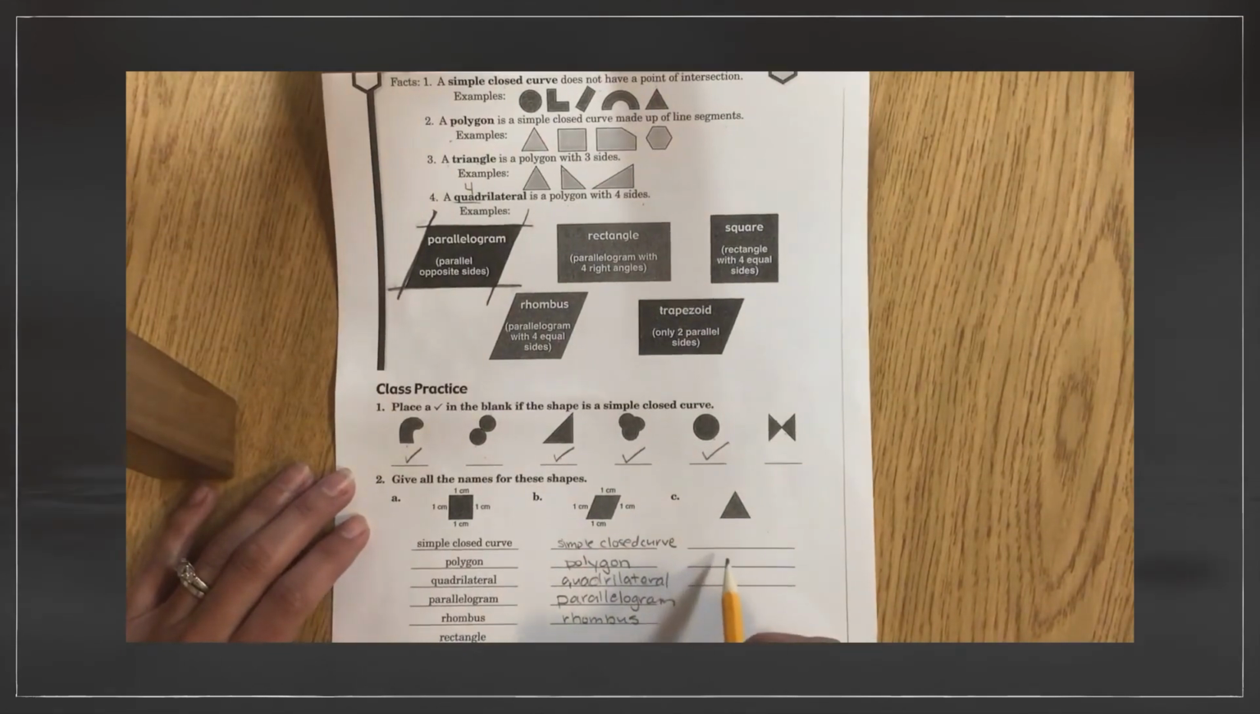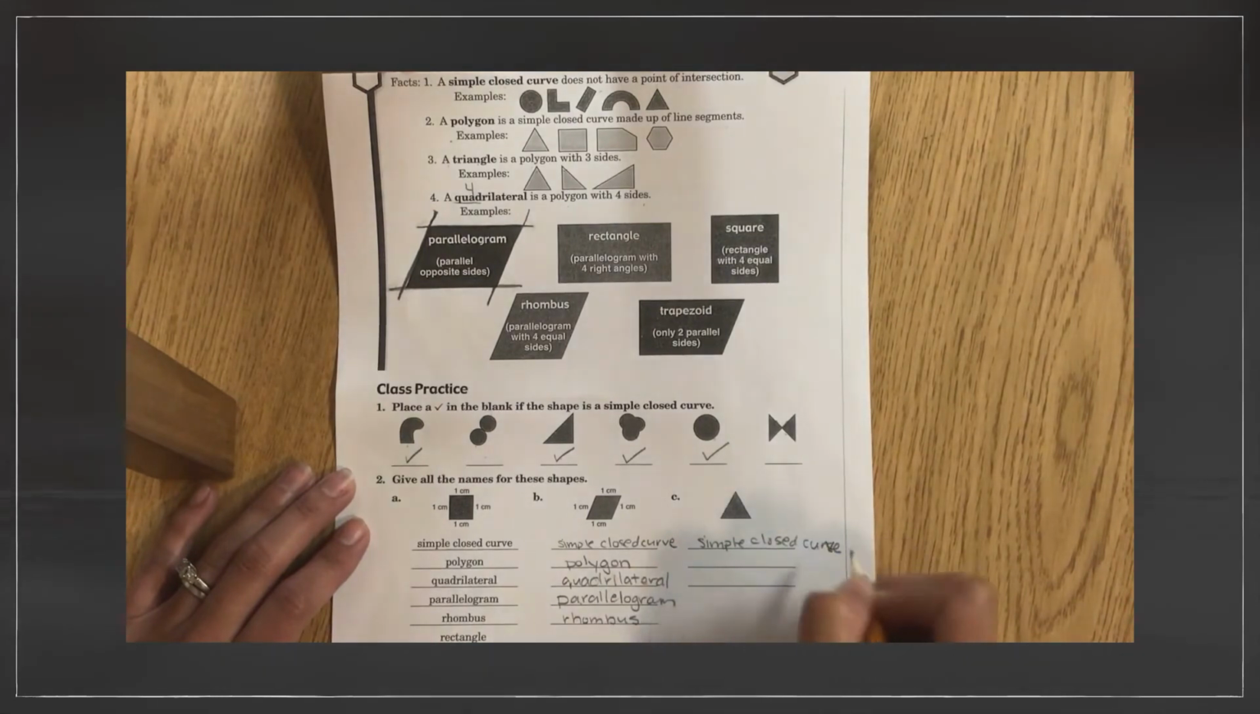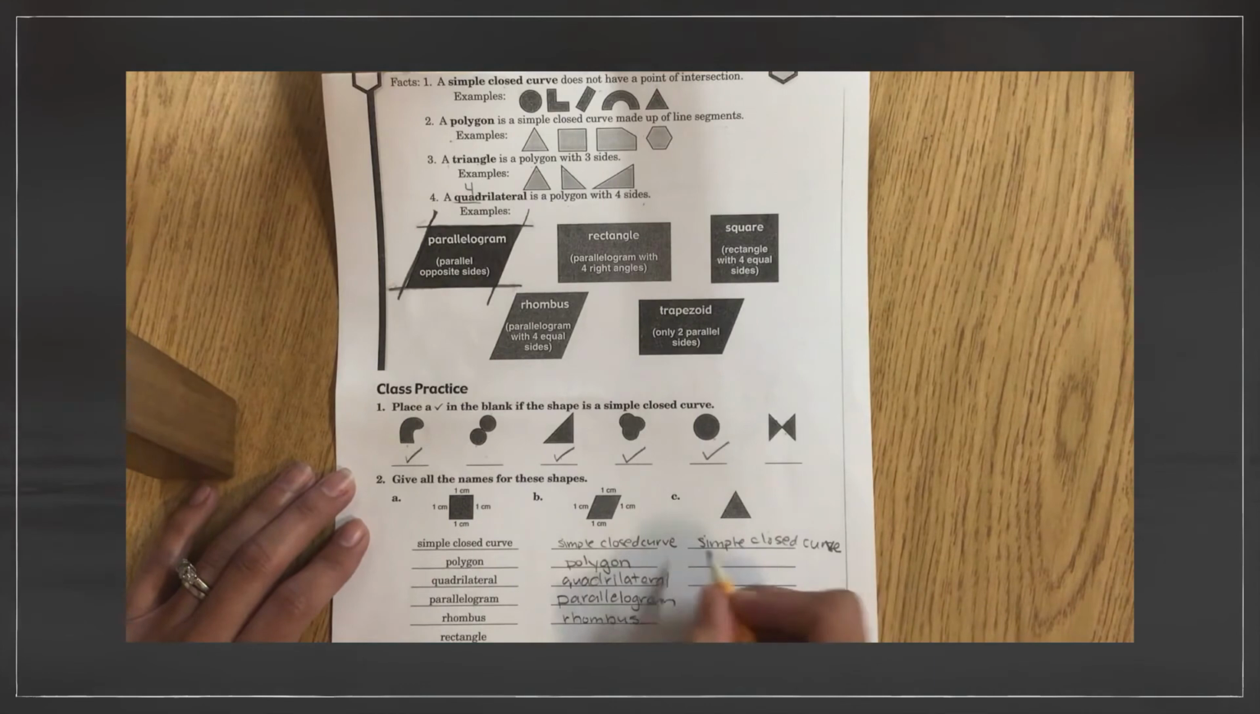Okay, letter C. Is this a simple closed curve? Yes, simple closed curve. Is it a polygon? Yep, polygon. Is it a triangle? Yep, triangle. And then that's it.